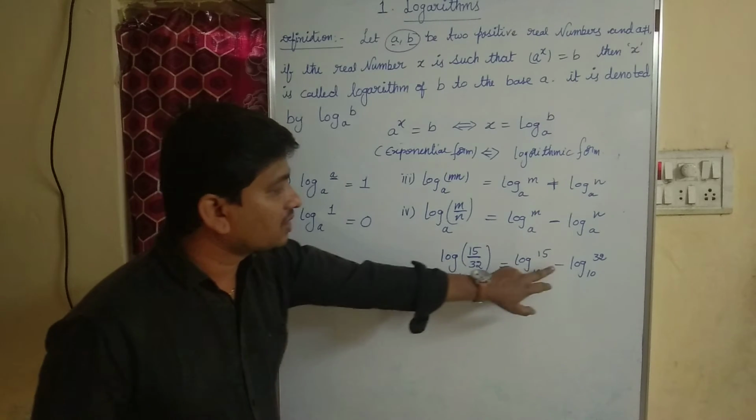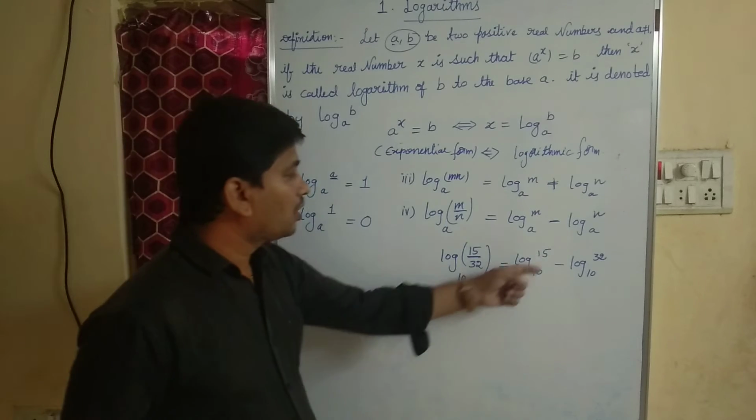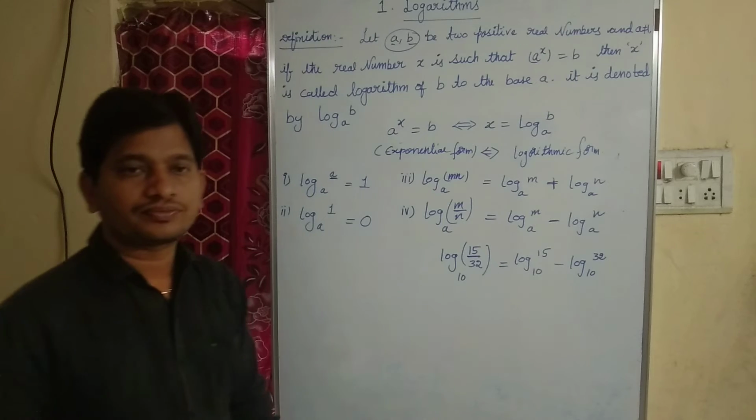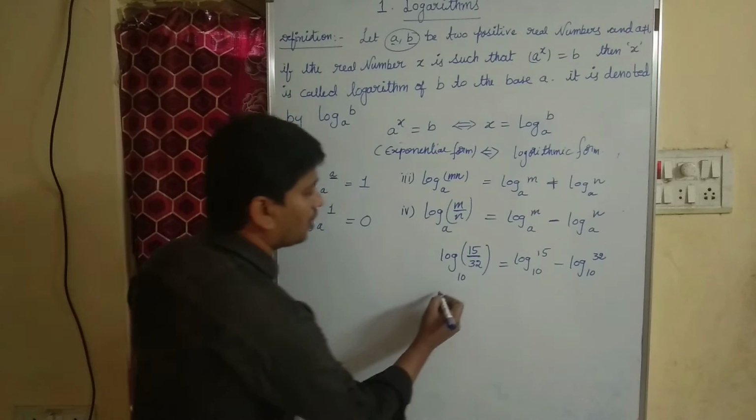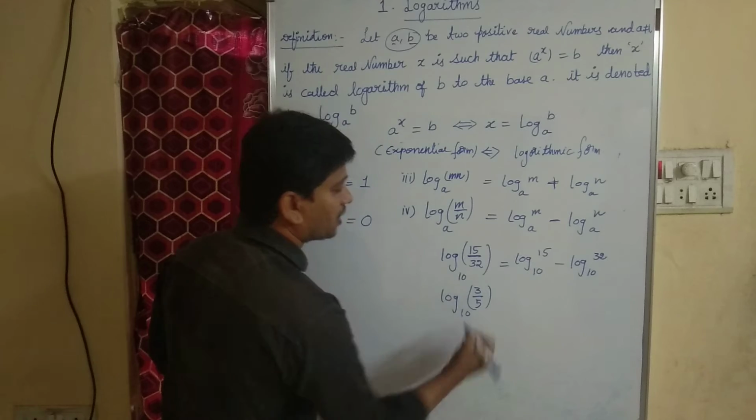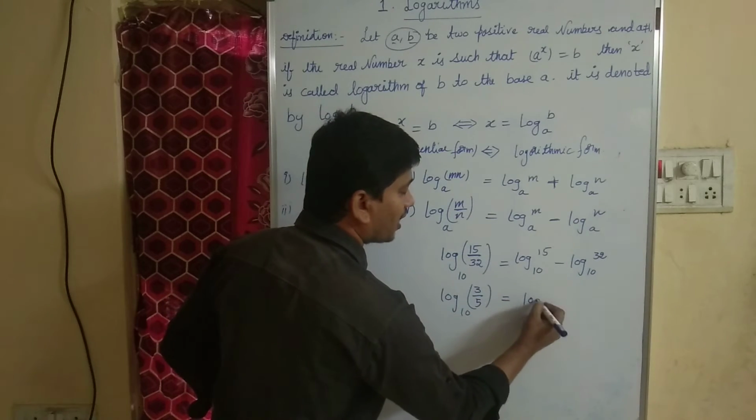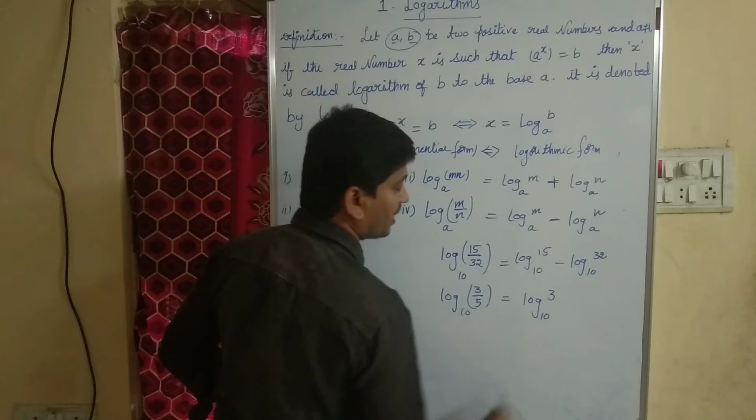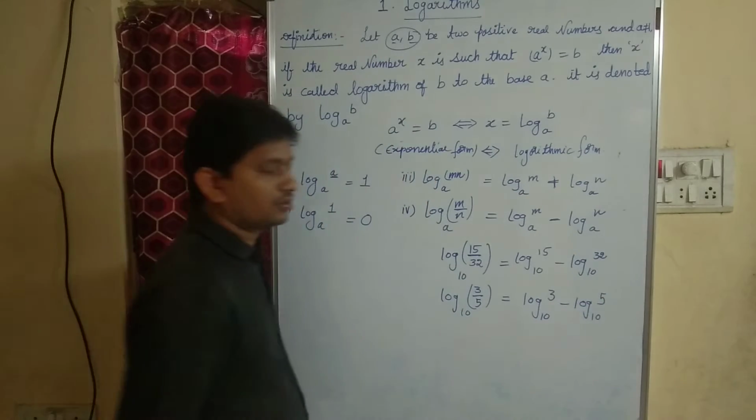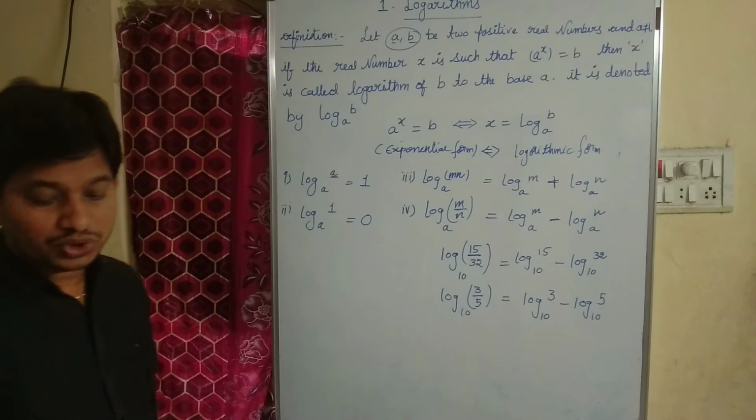When we are dividing, we must subtract. Log 15 by 32 to the base a is equal to log 15 to the base 10 minus log 32 to the base 10, right? For example, log 3 by 5 to the base 10. How can I write it? I can write it as log 3 to the base 10 minus log 5 to the base 10. Right? So this is our third law, which is called the quotient law.